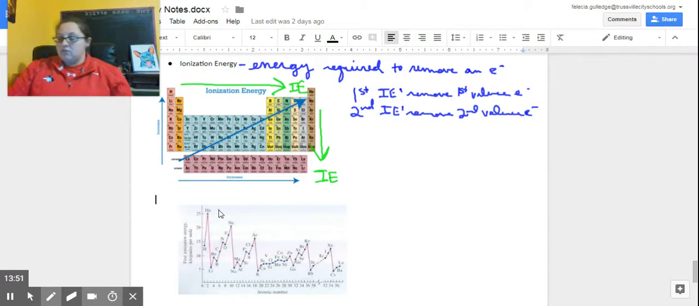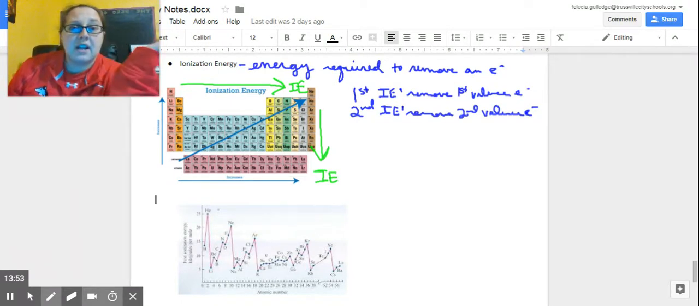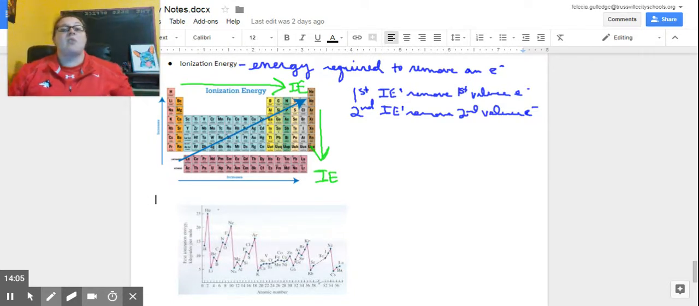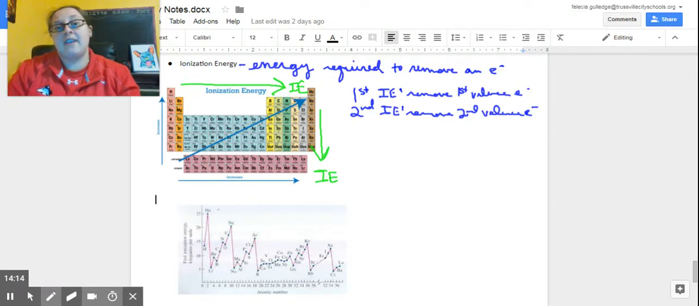Now, not only do you need to know this trend, but you have to be able to explain why. This is the same idea as we talked about with atomic radius, but now we've got to talk about it in the form of energy. So as I go across, again, what is happening? As I go across the periodic table, you have more protons. More protons means that your Zeff, effective nuclear charge, increases. If your Zeff increases, what does that say about force of attraction? Well, your force of attraction increases.